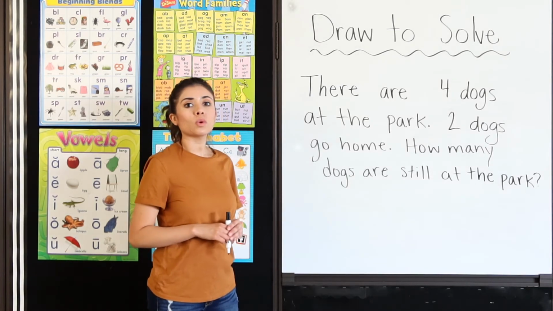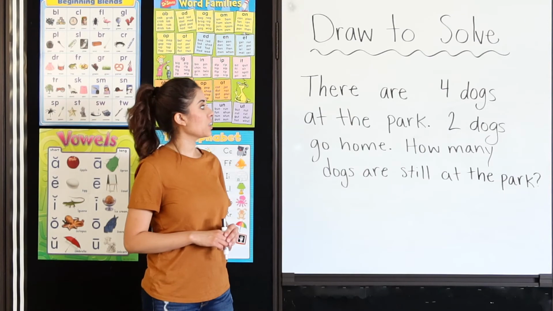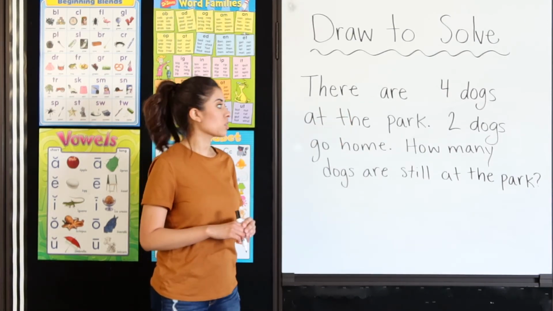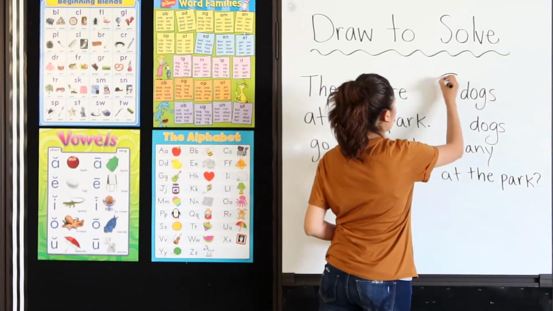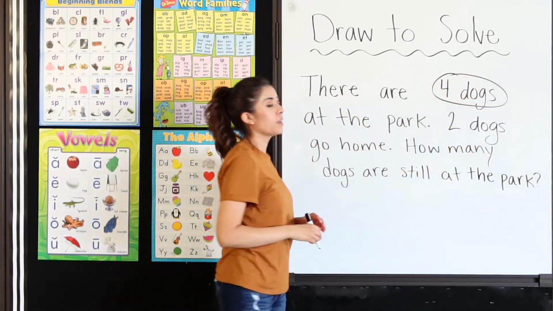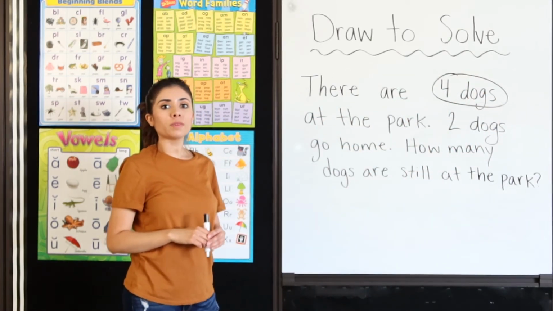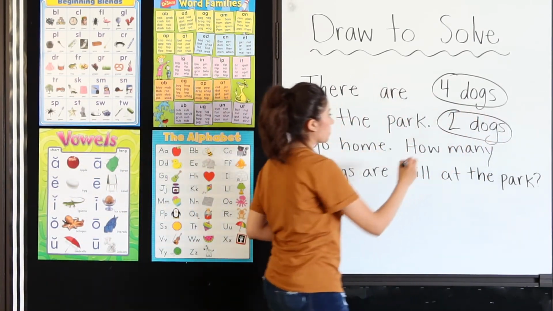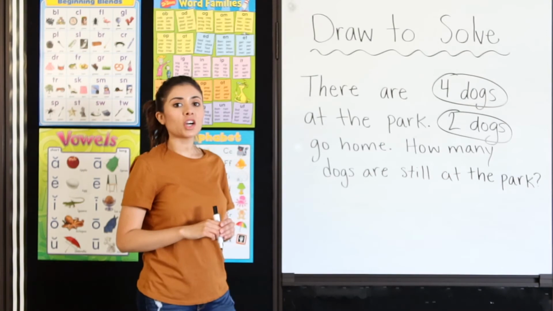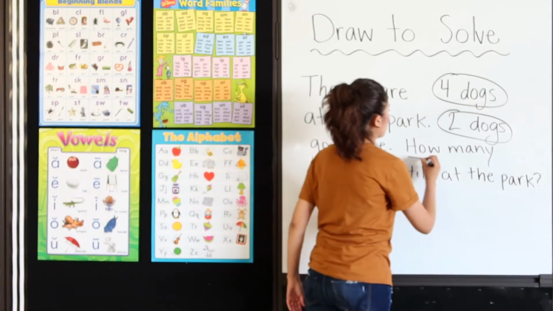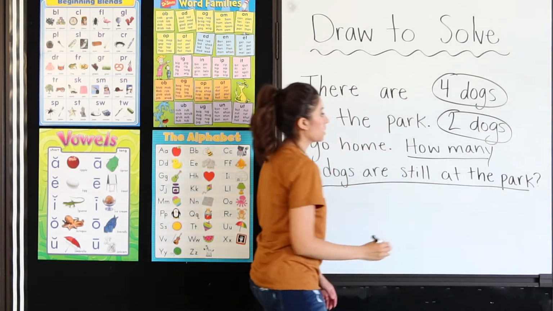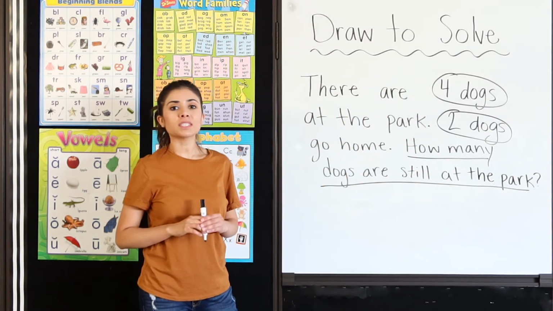Step 2, what do we already know? I know that 4 dogs were at the park, right? Let's circle 4 dogs. How many dogs went home? 2. I want to know how many dogs are still at the park. Alright, so that was step 3.